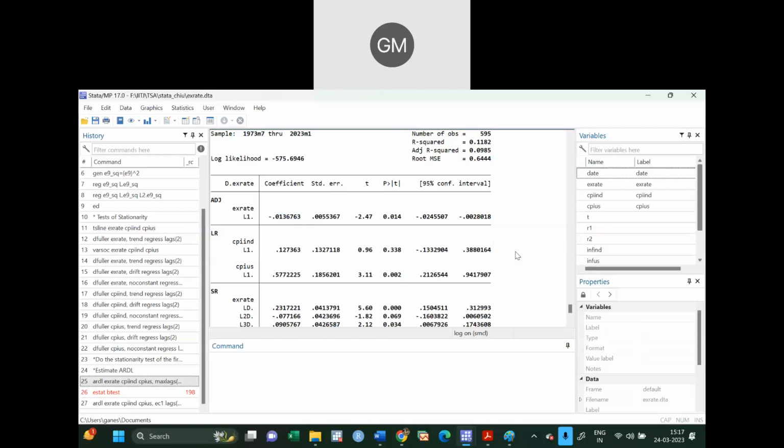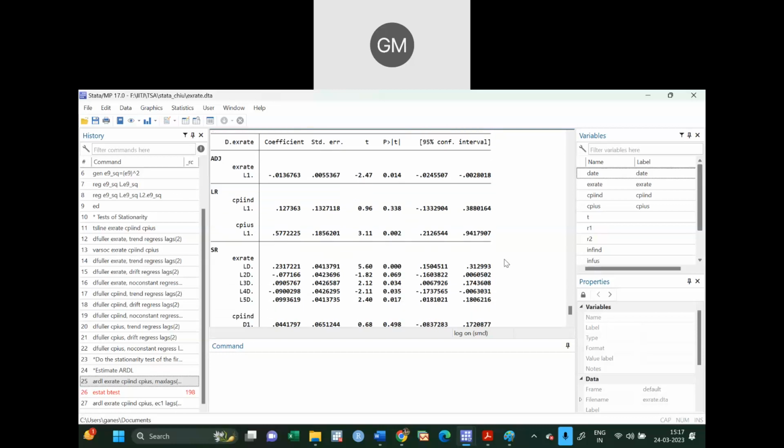Other coefficients you can check whether they are significant or not. Particularly, the consumer price index of US is significant, with a T statistic of 3.11. You can explain the basic interpretation in terms of this 0.57, 0.12. However, CPI India is not significant. The error correction term is significant, where the T statistic is minus 2.47.